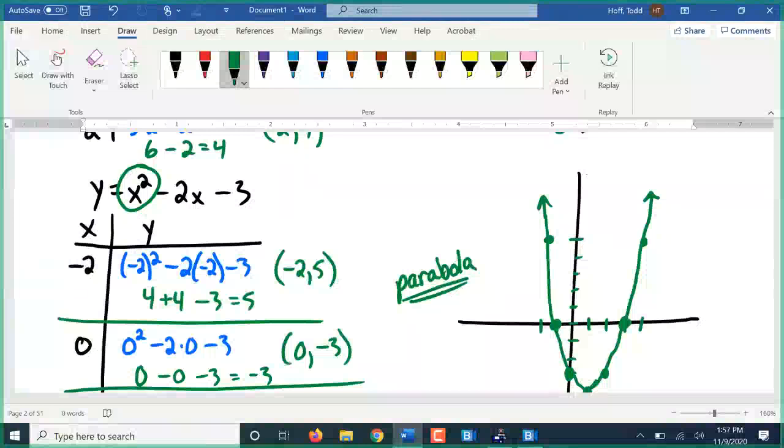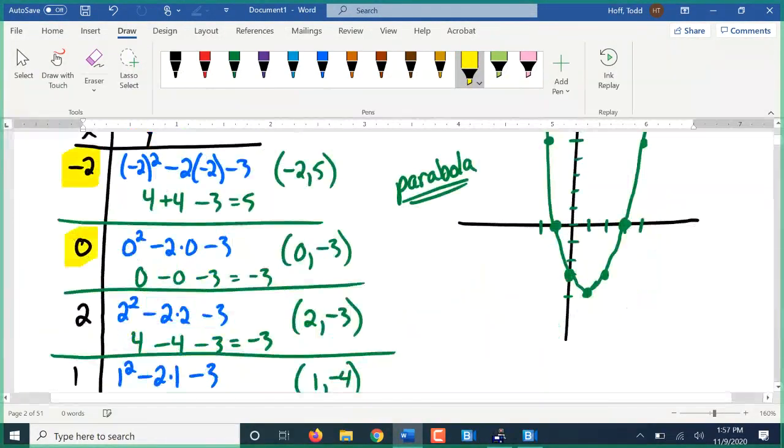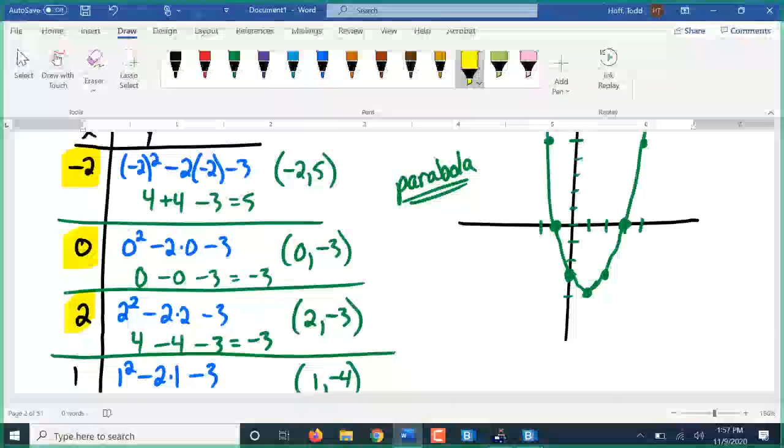Now, the main point here is I started out with just a few points that I picked. X equals negative 2, x equals 0, and x equals positive 2. I found the y values for each of those. I found the ordered pairs. I plotted them.